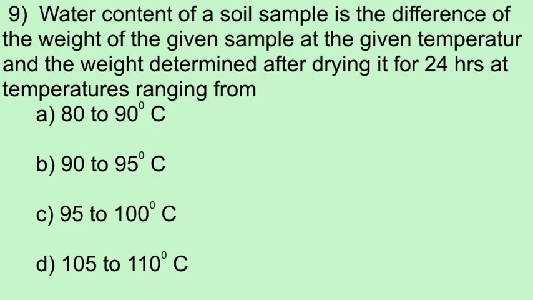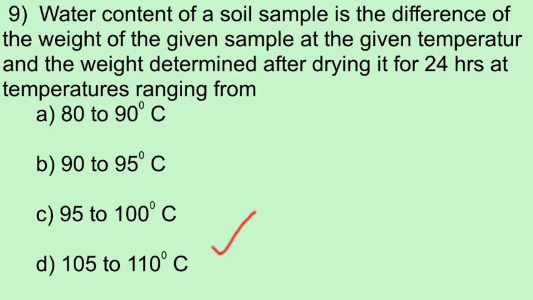Water content of a soil sample is the difference of the weight of the given sample at the given temperature and the weight determined after drying it for 24 hours at temperature ranging from: option A, 80 to 90 degrees Celsius; option B, 90 to 95 degrees Celsius; option C, 95 to 100 degrees Celsius; and option D, 105 degrees Celsius to 110 degrees Celsius. And the answer is option D, 105 to 110 degrees Celsius.